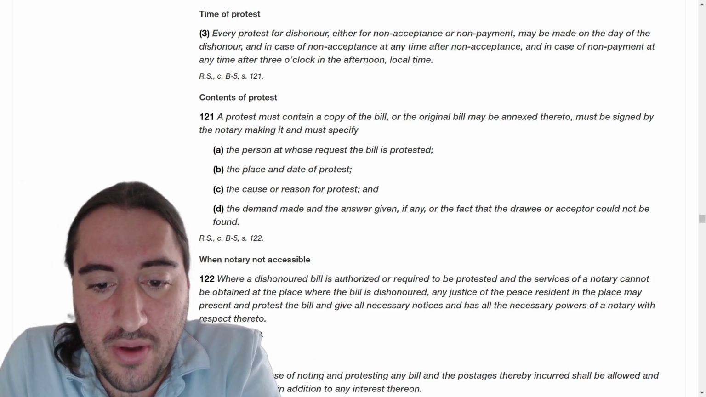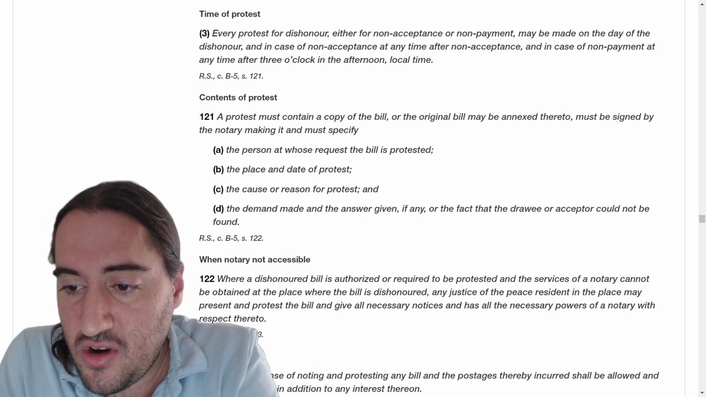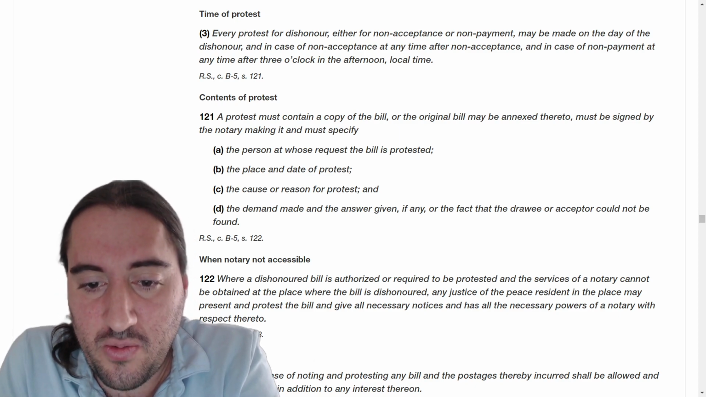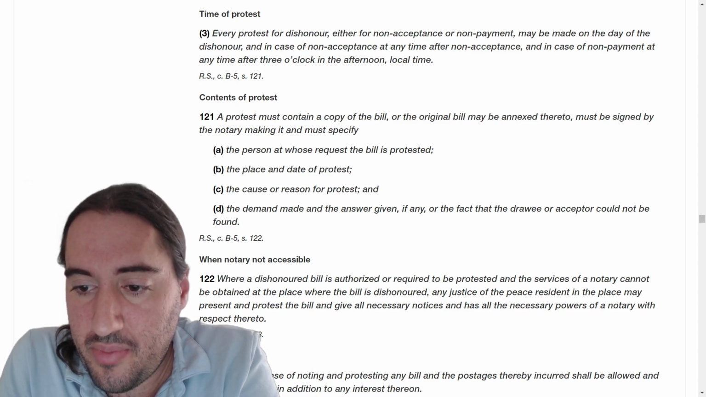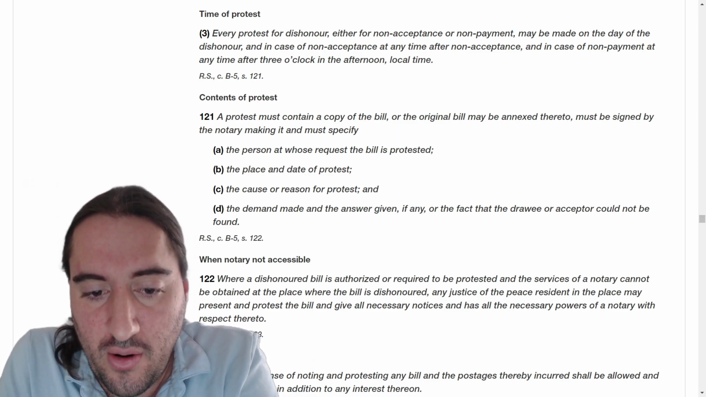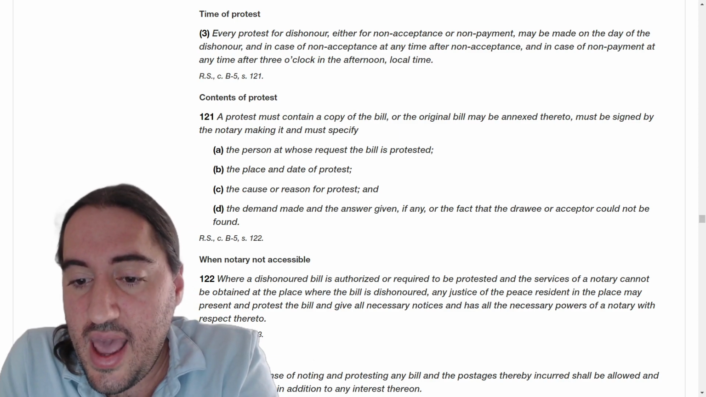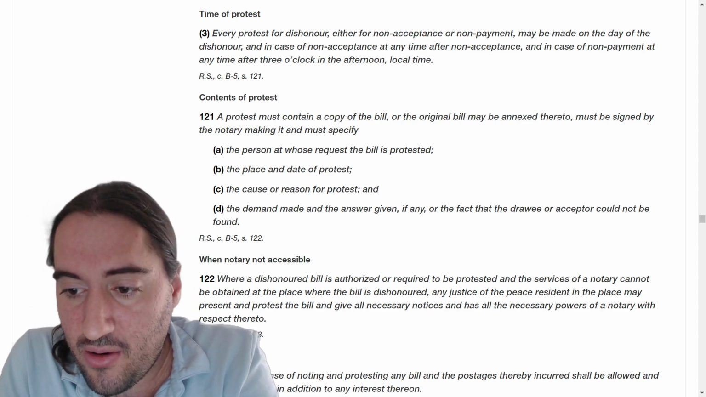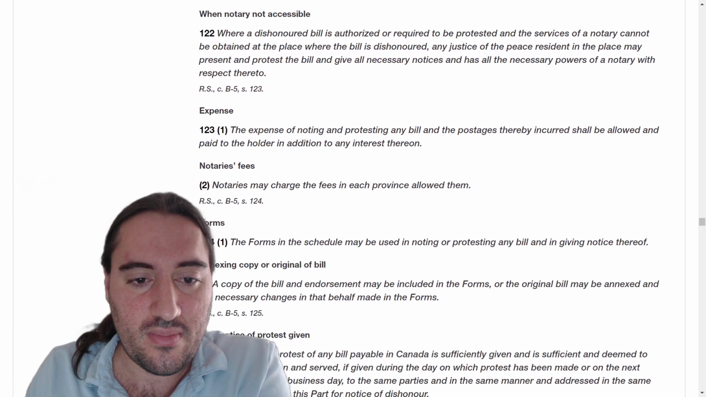When notary not accessible. Where a dishonored bill is authorized or required to be protested and the services of a notary cannot be obtained at the place where the bill is dishonored, any justice of the peace resident in the place may present and protest the bill and give all necessary notices and has all the necessary powers of a notary with respect thereto.